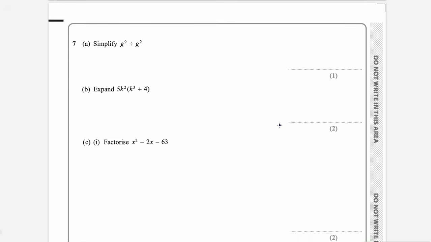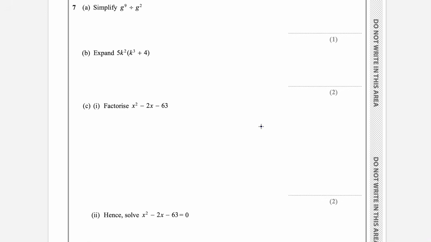Okay, question 7. A. Simplify this. We subtract the powers. That is easy. Just 9 take away 2 is 7. This guy, expand the brackets. So 5k squared times k cubed is 5k to the 5 plus 5k squared times 4. We do 5 times 4 is 20. And then we have k squared. So it's this times this times this.